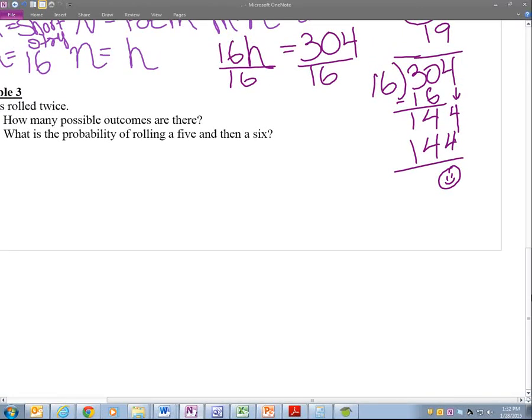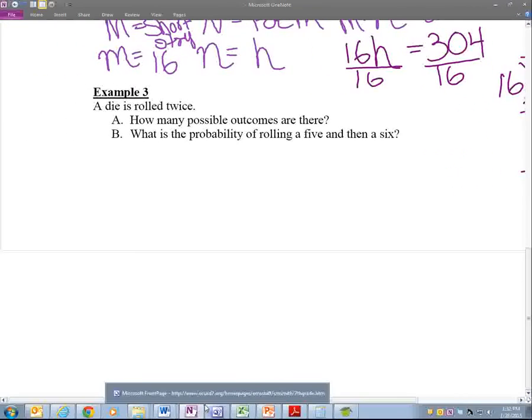Nineteen poems. Trey, do you want us to put H? You know what? Since they're only asking, H equals 19 poems is just fine. That's beautiful. But I don't want to see just H equals 19. If there's words in the question, I need to see words in the answer. There needs to be words in the answer.